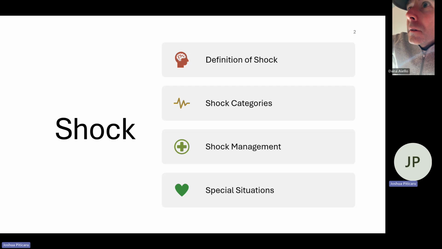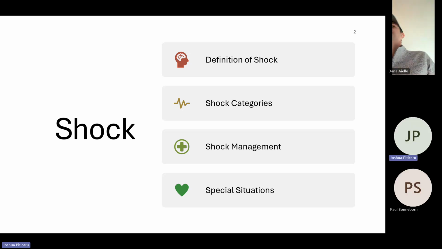All right, so shock, right? What's the definition of shock? Shock is a life-threatening condition of circulatory failure. It is a state of cellular tissue hypoxia caused by inadequate oxygen delivery that is unable to meet the cellular metabolic needs and oxygen consumption requirements. The effects of shock are initially reversible, but can rapidly become irreversible, resulting in multi-organ failure and death.